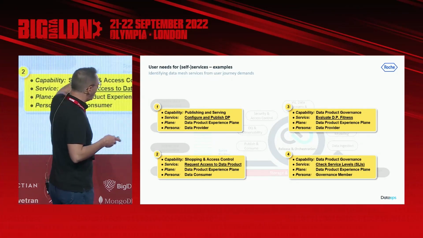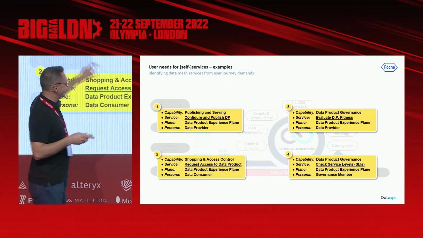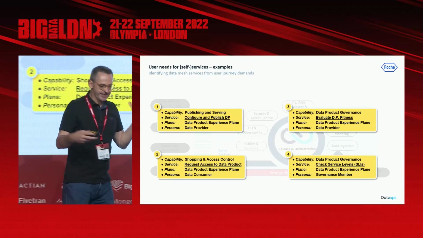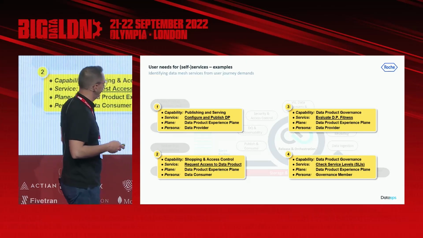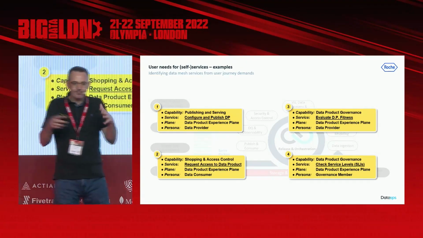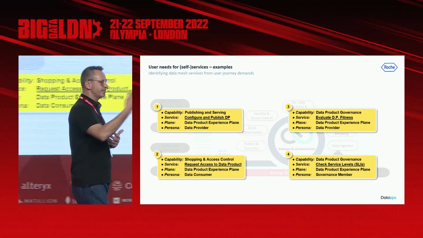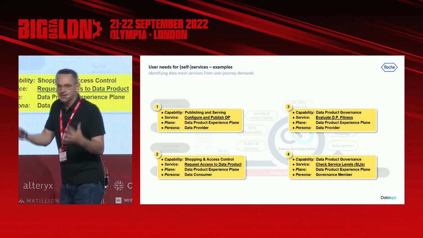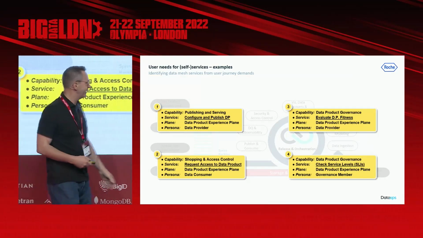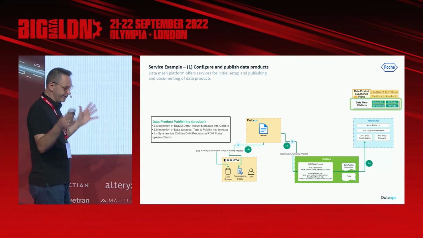So, all that capability journey, we identify the services, the capabilities, the personas, and the planes, as you would expect. Let's take this first one, publishing and serving a data product. At the time of the build, you want to publish that to make it available to shop. You want to provide some metadata with it. You maybe also want to provide some policies to that data product. Yeah. This here, yep, and this is the same for every service.